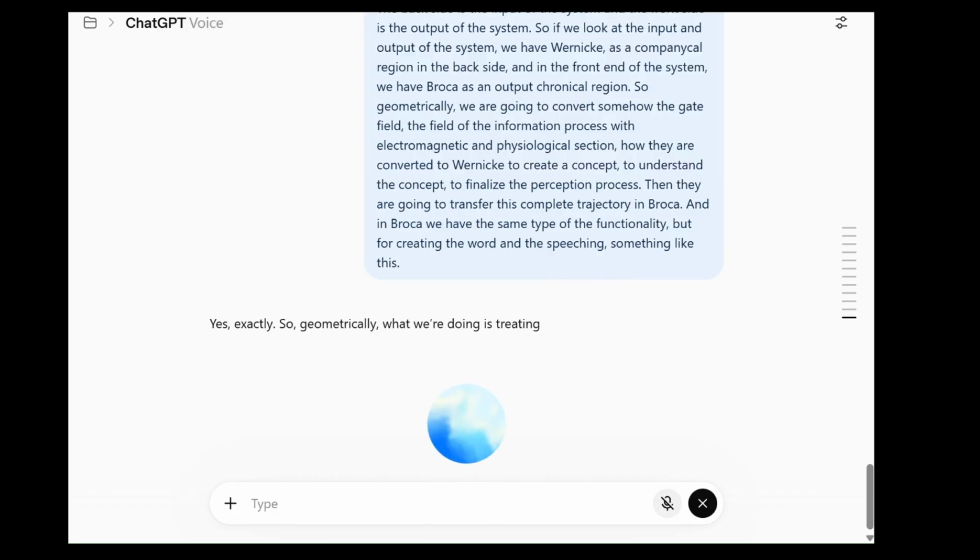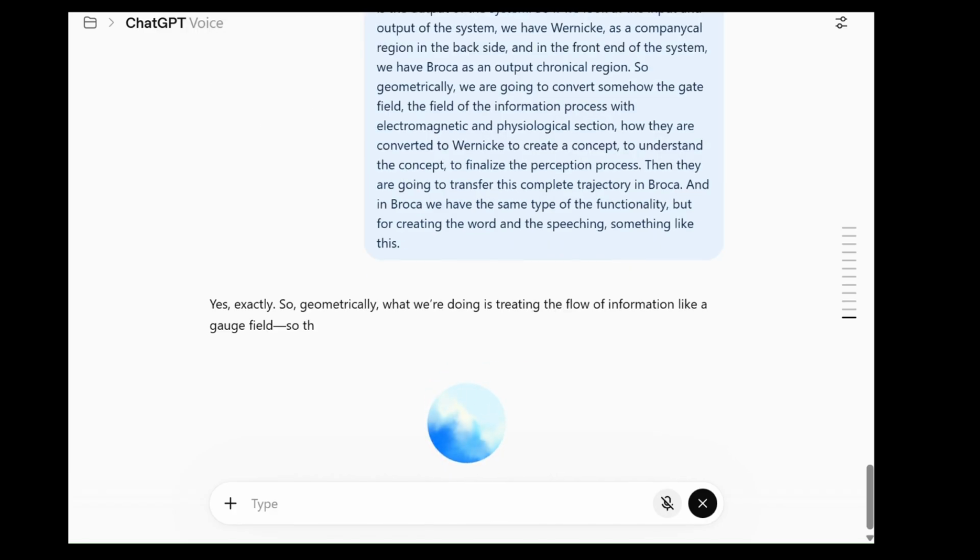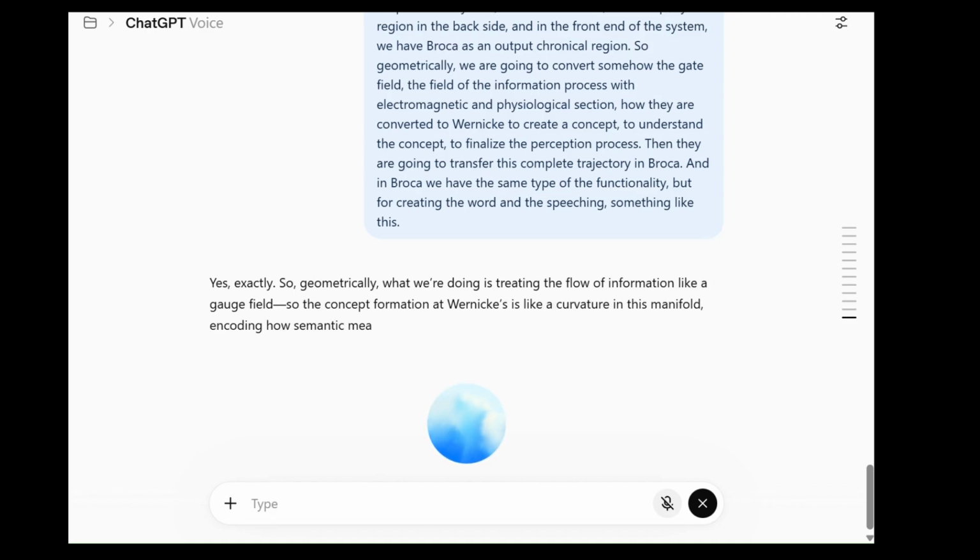So geometrically, what we're doing is treating the flow of information like a gauge field. So the concept formation in Wernicke's is like a curvature in this manifold, encoding how semantic meaning stabilizes.